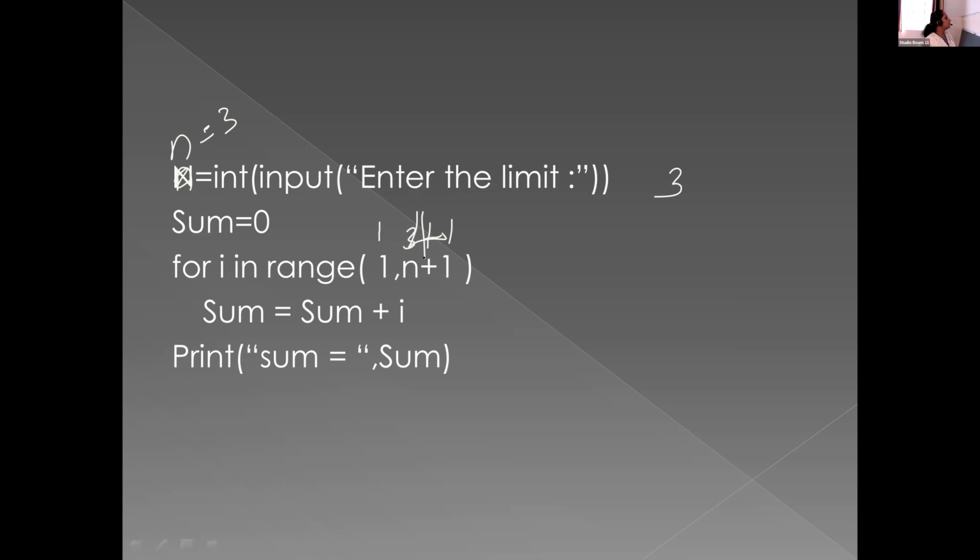Then, sum is equal to sum plus I. Sum is equal to sum plus I. Is it clear? Okay. Execution is starting from this side. So, what is the value of sum? Now, the value of sum is 0.